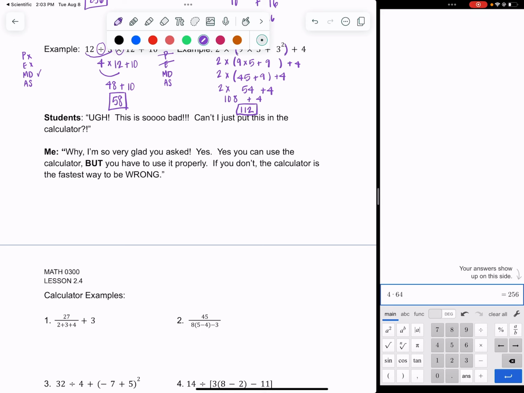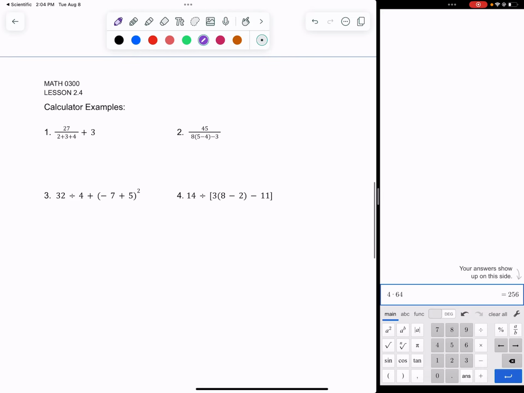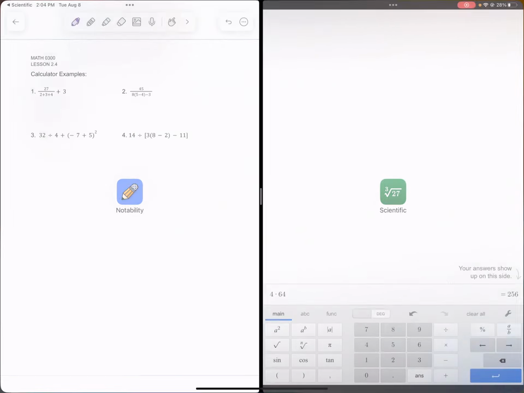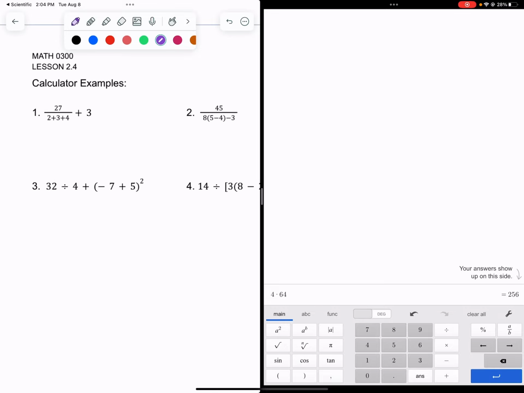Now, you do not have to do these by hand every single time. You can plug them in the calculator, but here's the catch. If you don't plug these in correctly, the calculator is the fastest way to be wrong. So you have to be very careful about how you plug them in. So we're going to look at how to plug these in.